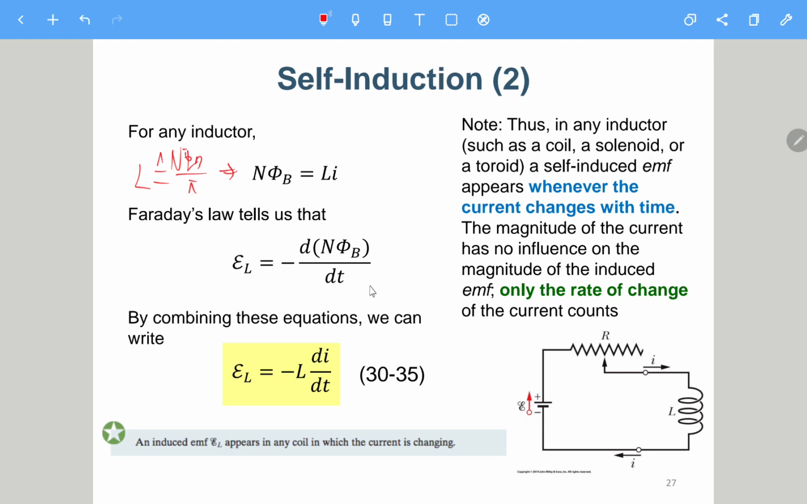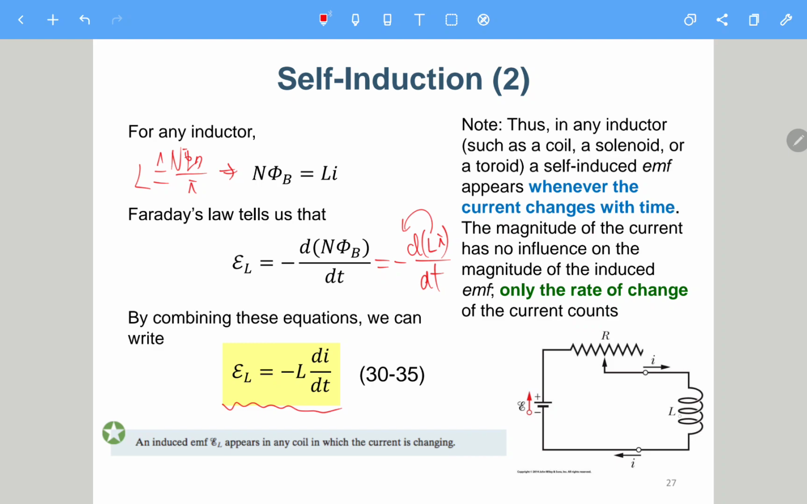And then this is Faraday's law. On the left side, of course, this is the line integral, but here we can simply write it as E_L, the EMF of this inductor, equals negative d phi B. Actually we have N turns, so we put this N inside. N phi B is nothing but L times I, so it is negative d(Li)/dt. L is constant with respect to time, so we can move it outside. So finally we have E_L equals negative L di/dt.